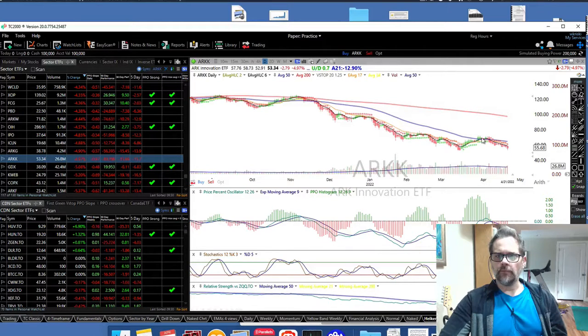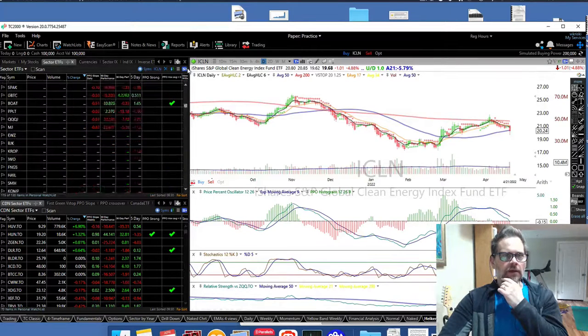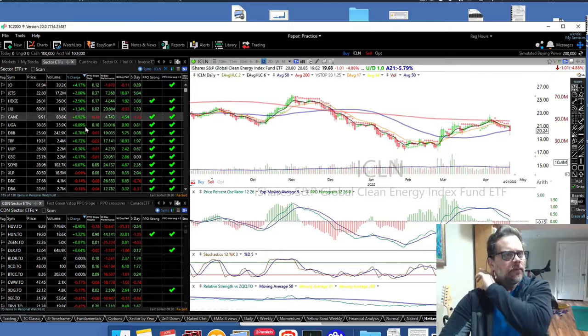So it kind of came up for a bit, got close to the 50, just above, and then now it's turning down again. And there's a down-sloping momentum. So even the alternative energy stuff. So a lot of negativity yesterday. And so there's only a few things that hung in there.